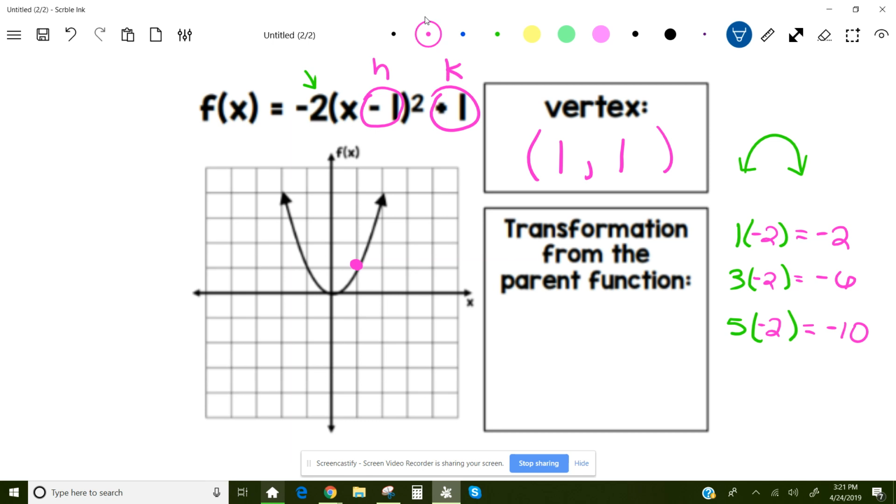We're going to go to the right 1. And then since it's negative 2, we're going to go down 2. And that puts us over here. And then we're going to go to the right another 1. And if you try to count down 6, it's going to put us all the way down here somewhere. So we really don't even need to worry about that because it's going to be off the graph.